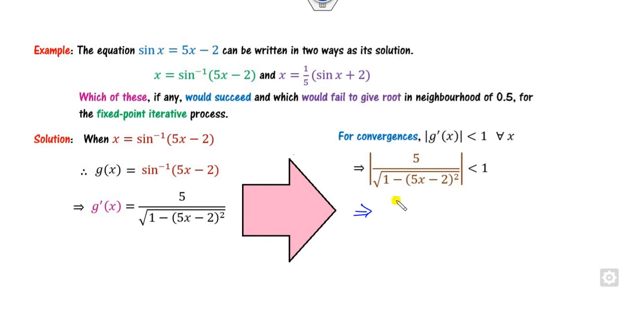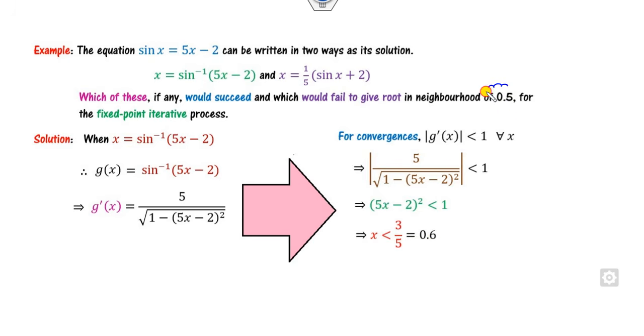What is the meaning of that? When will it be less than 1? First of all, it is a square root of this, so this value must be greater than 0. Otherwise, it will be a complex number. So you can see 5x minus 2 must be less than 1. Can you find the value of x from here? It must be less than 1. So 5x must be less than 3 and x must be less than 0.6.